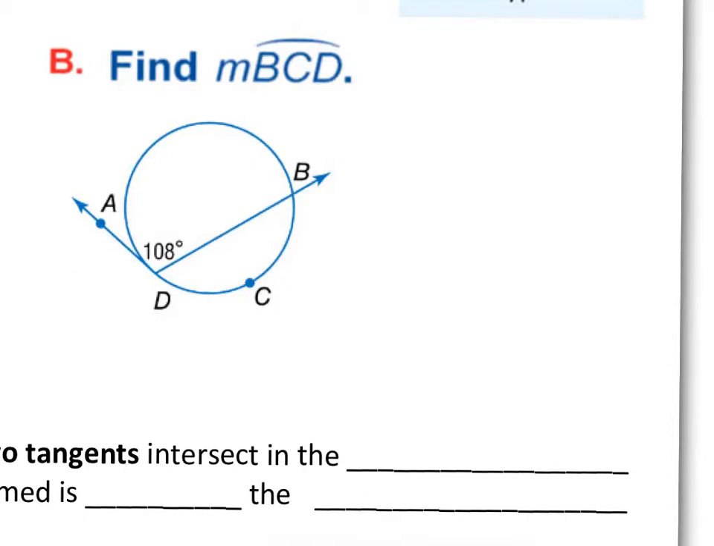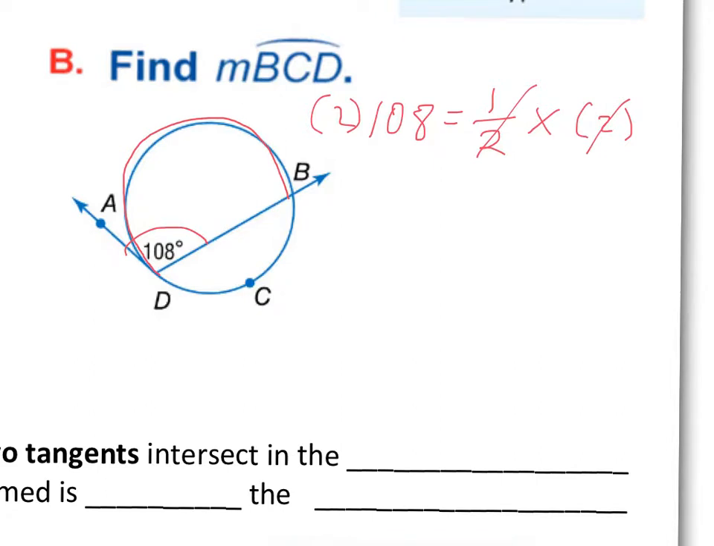So now we have another one. This one wants us to find the arc. Well, remember, the angle 108 is equal to 1/2 the arc, which we'll call x. Multiply both sides by 2.